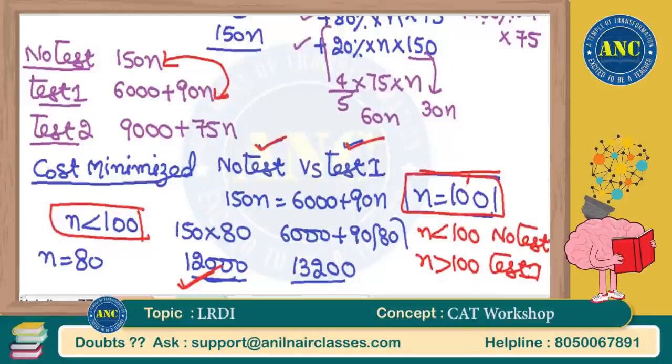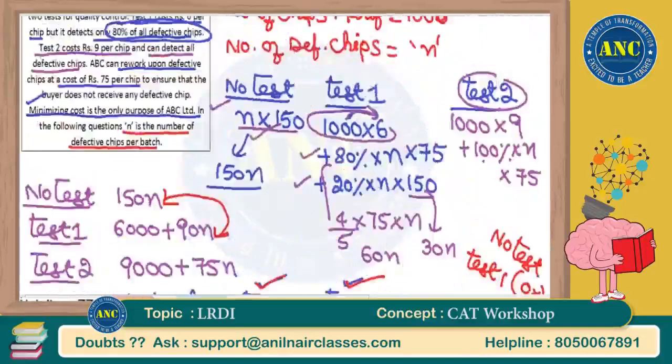If n equals 100, no test or test 1. If n is less than 100, no test. If n is greater than 100, test 1. I hope it is clear, right, sir? Now see the first question.